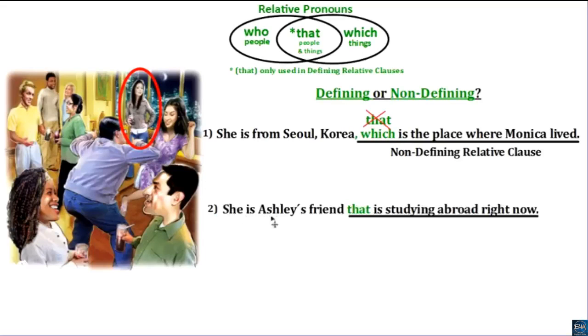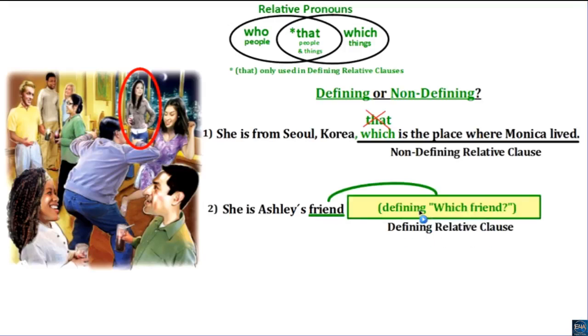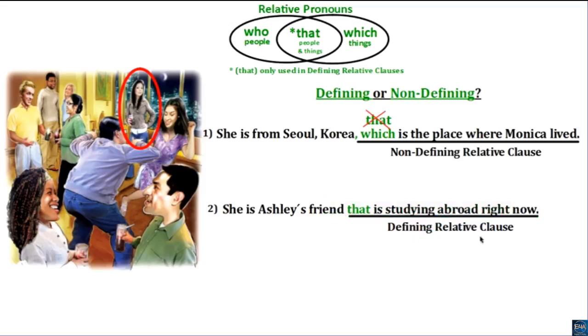So again, this girl, she's Ashley's friend that is studying abroad right now. So this is the relative clause, but is it defining or non-defining? If you said defining, you are correct. Now again, I'm going to cover this information, and we're going to say this. She's Ashley's friend, okay? Well, she has a lot of friends. She has many friends. So in this context, I'm like, yeah, but which friend? So this information is defining, well, specifically, out of all of Ashley's friends, which friend is she? I need more specific information. Can you define which friend? So this information is defining her, and that's defining relative clause.